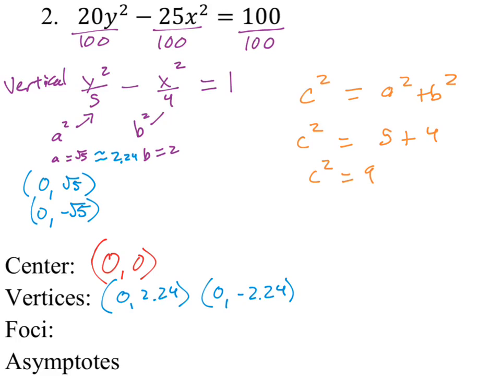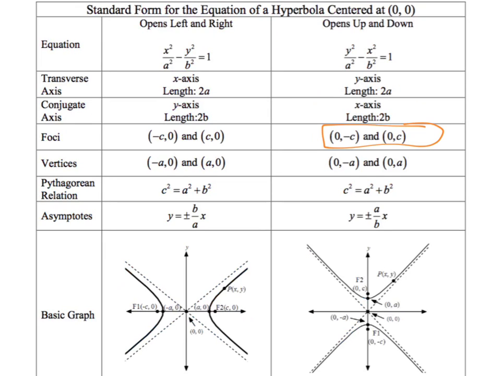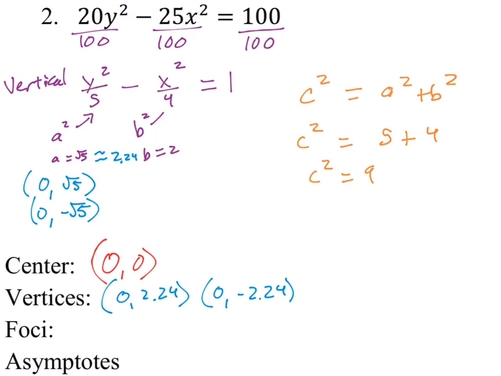To get the foci, which are at 0, negative c, and 0, c, you're going to square root it, so c comes out to be 3. We don't need the negative version of it. So you just square root that and you get 3. And so our foci are sitting at 0, 3, and 0, negative 3.